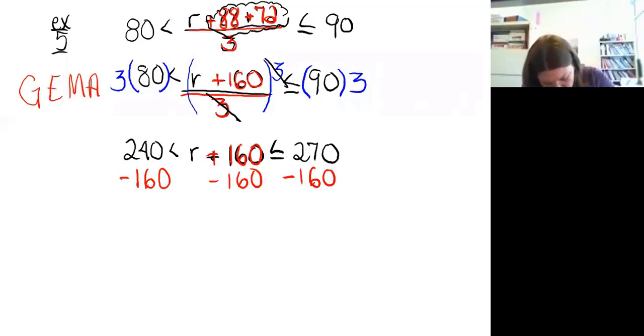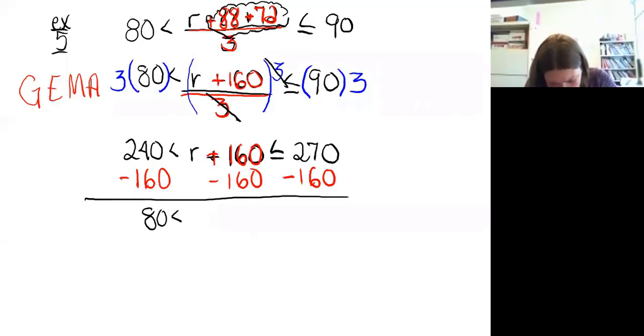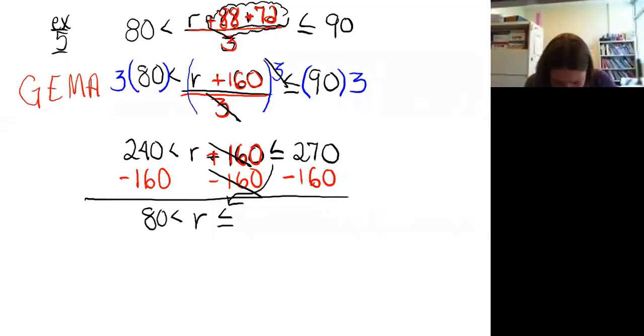Okay. Now, after I make that change to all three sides, let's see what happens. On this side, 240 minus 160 gives me 80. In the middle, adding 160 and subtracting 160 cancel, so that my R is alone just like I wanted. I'll keep this symbol here that I had. It's the same symbol. And 270 minus 160, was that 110? Yep.